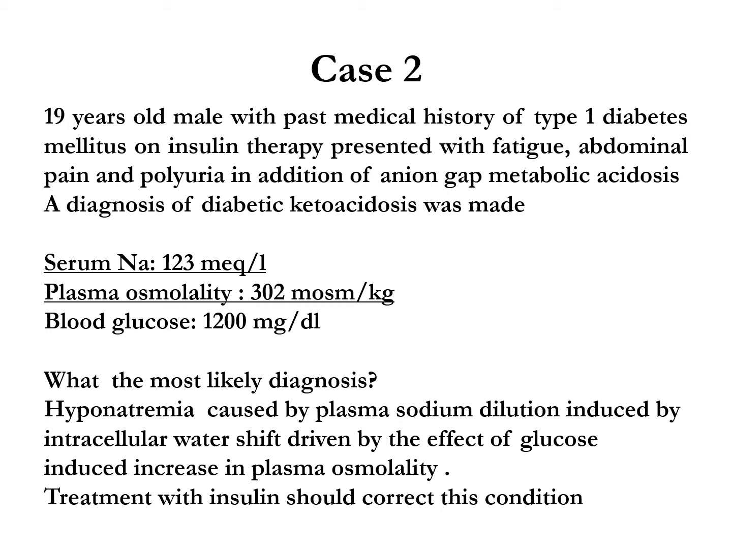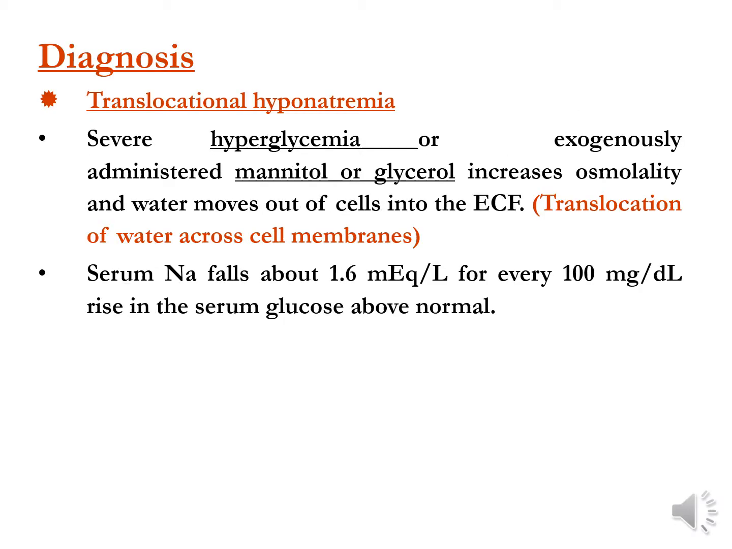So the cause here of hyponatremia is plasma sodium dilution induced by intracellular water shift driven by the effect of glucose-induced increase in plasma osmolality. And so the treatment with insulin should correct this condition. So this is a case of translocational hyponatremia.